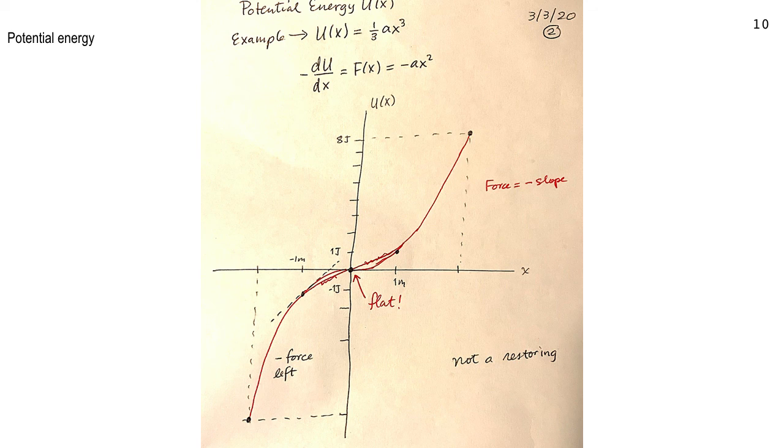So this is not, it looks a little bit like it. On this side, it's restoring, but it's blow up time over here. It's a divergent force over here. It blows up the system. And I don't know, I suppose that there are some systems that have a potential energy graph like that. This one's kind of imaginary. It's just like an example for the potential energy curve.